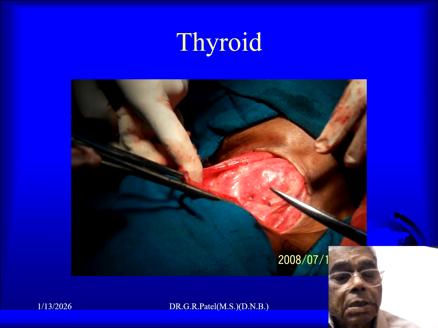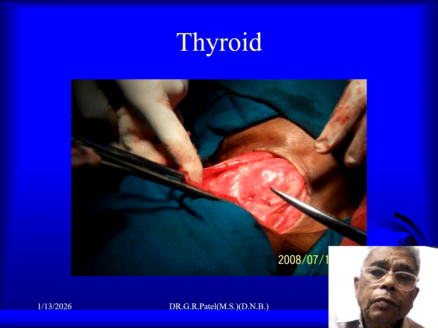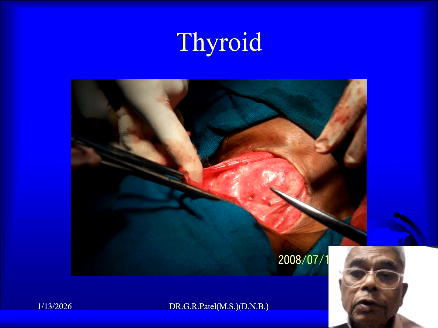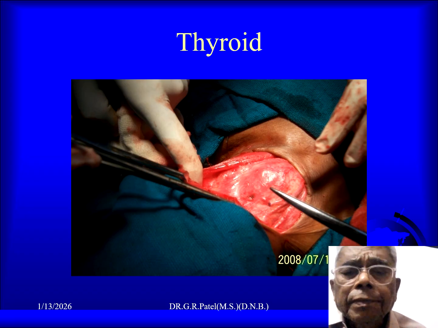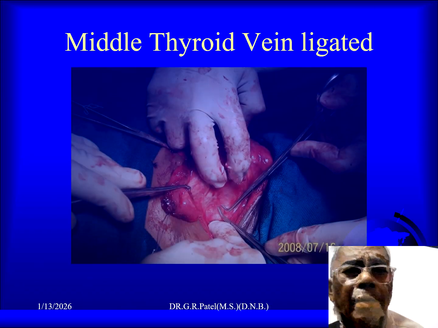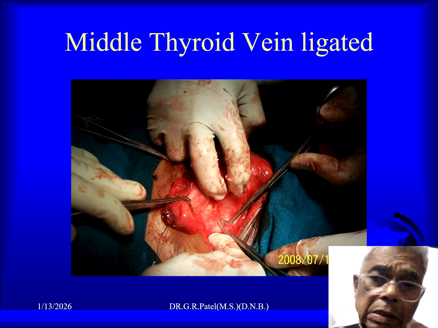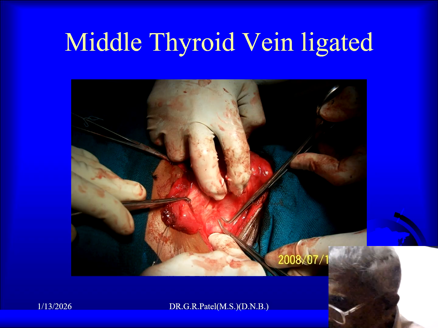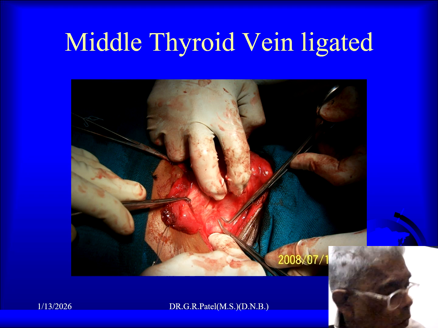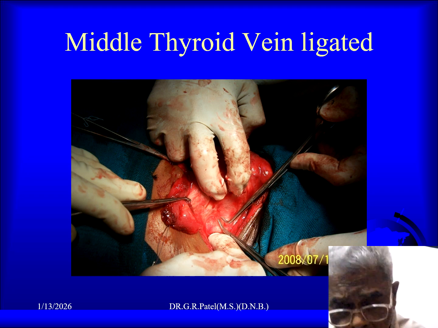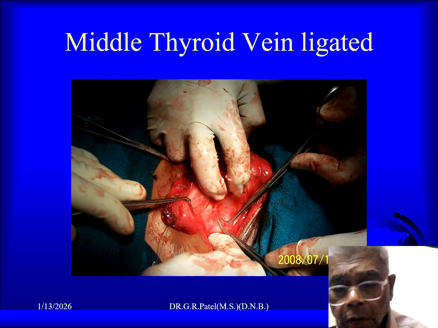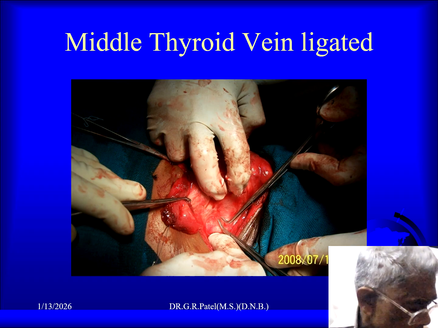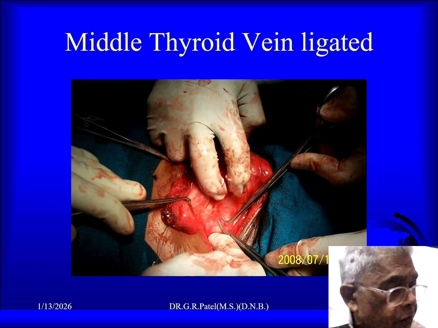Thyroid dissection, we are doing a subtotal thyroidectomy. The middle thyroid vein must be ligated carefully because it is very dangerous: it is short and opens directly into the internal jugular vein. So it has to be controlled meticulously. It should not be torn. This is a danger point for thyroid surgery.